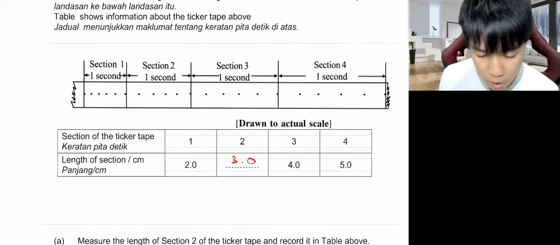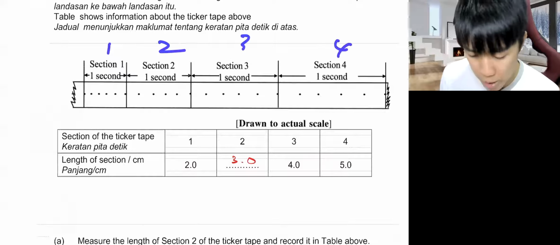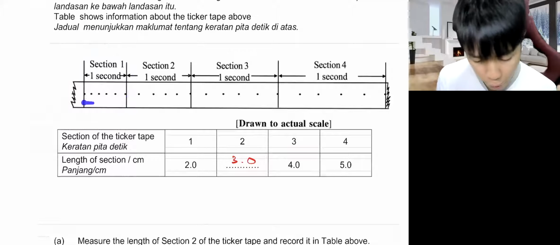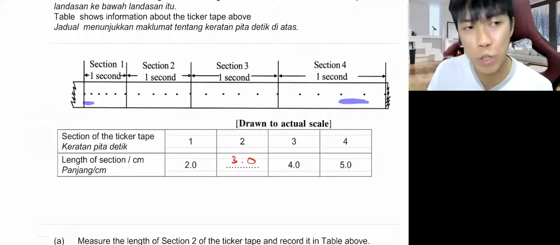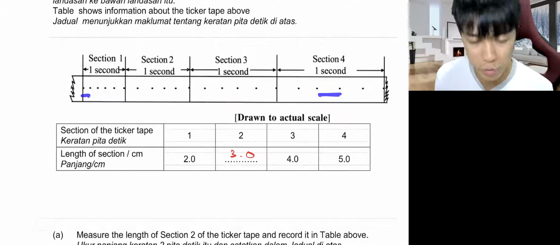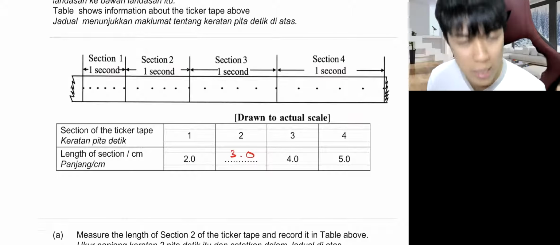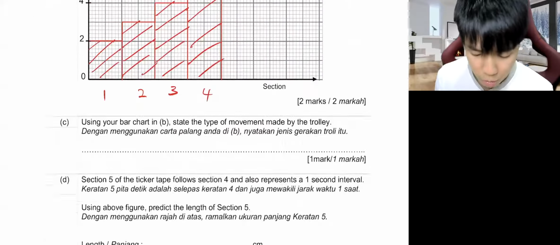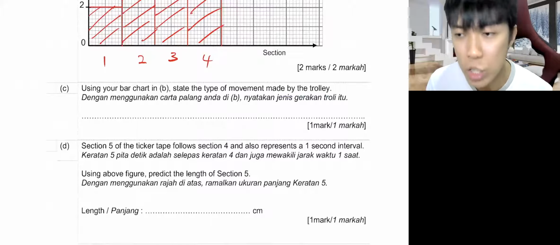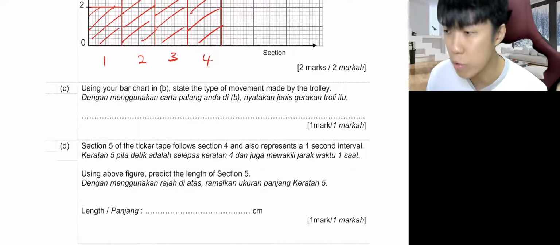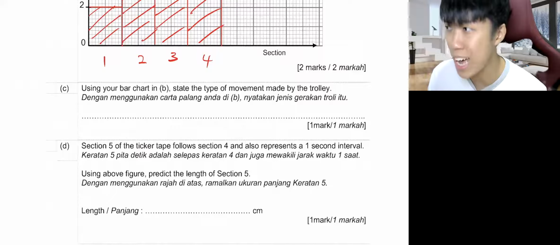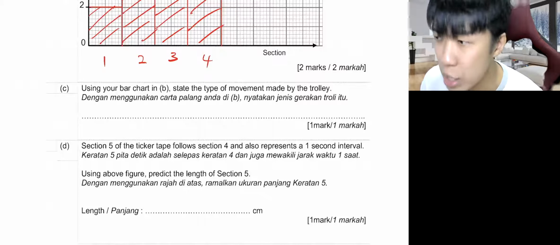Acceleration, getting faster. Okay, if you're thinking, how you know? Then you look at this one. This is 1, 2, 3, 4, right? Means the paper is going this way because this is the section number 1. This is starting from very close to very far apart, means from slow to fast. Okay, from close to far apart, right? Means from slow to fast. Means acceleration. So then you can write: the trolley is moving at acceleration.